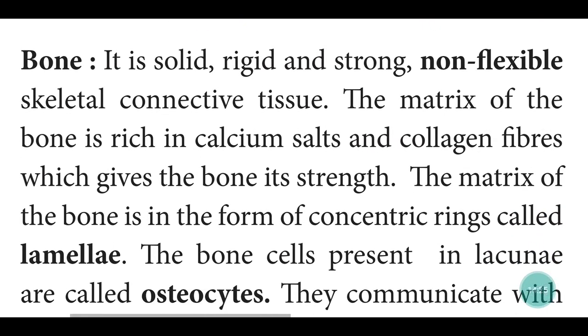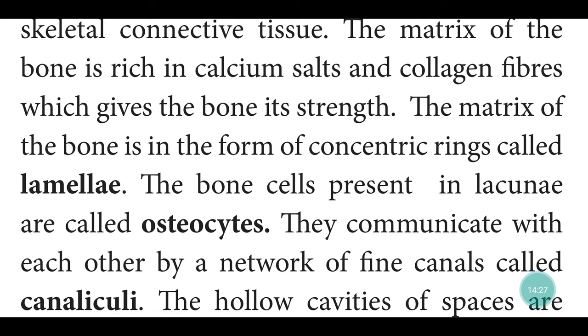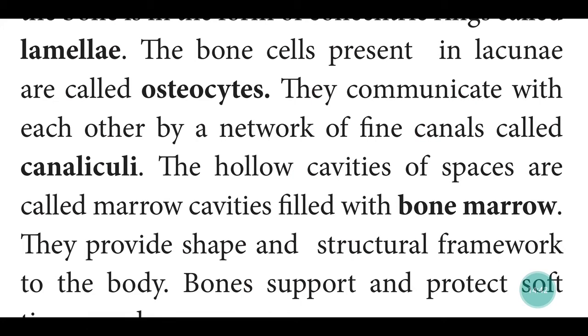The matrix of the bone is in the form of concentric rings called lamellae. The bone cells present in lacunae are called osteocytes. They communicate with each other by a network of fine canals called canaliculi. They are called hollow. Hollow means what? Inside the bone there is a cavity. The cavity, or space, is called marrow.